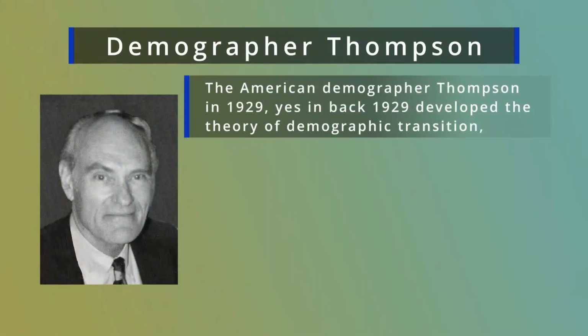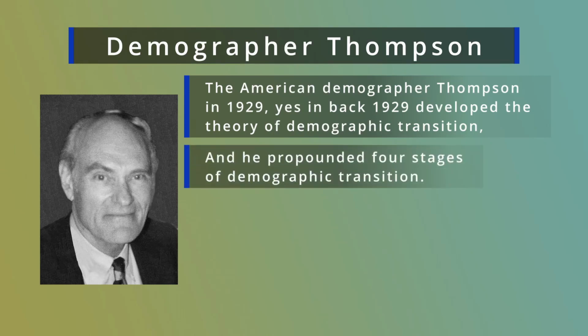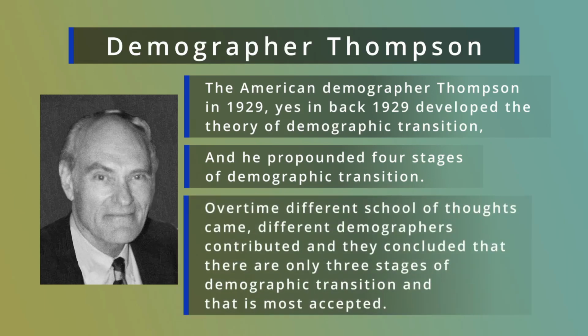Question is who first developed this theory? The American demographer Thompson in 1929, developed the theory of demographic transition, and he propounded four stages of demographic transition. However, over time, different school of thoughts came, different demographers contribute, and they concluded that there are only 3 stages of demographic transition, and that is most accepted.